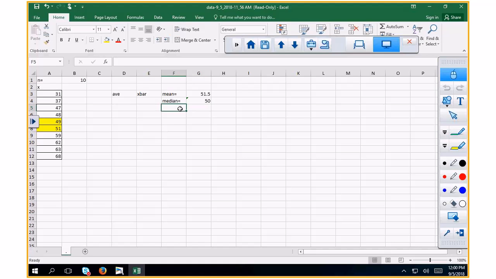And then I'm going to go down here and I'm going to put mode. Mode is observed, so you cannot calculate it. Is there anything that shows up twice? No. Okay, so you put none, or you put non-applicable, or you put there ain't none.